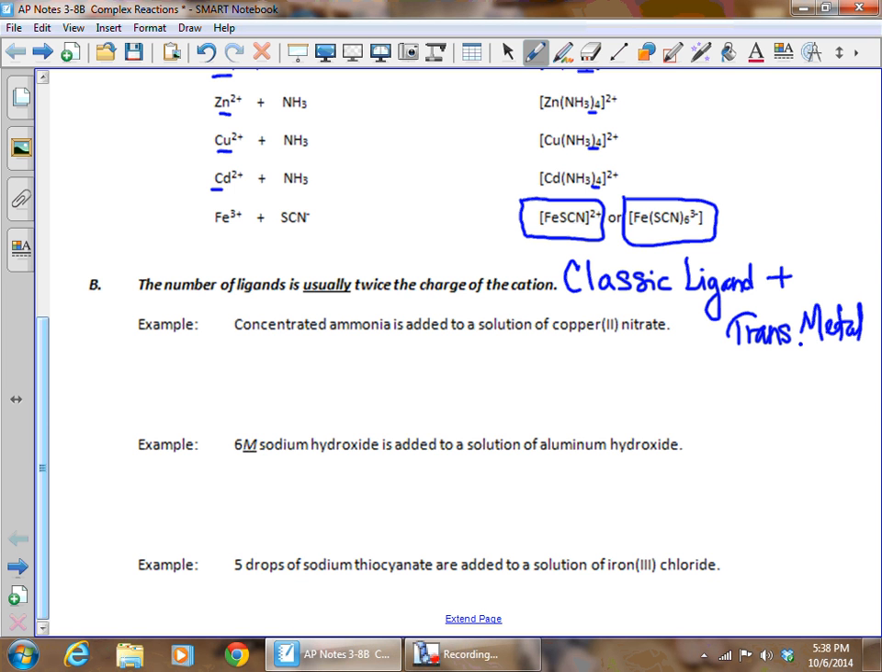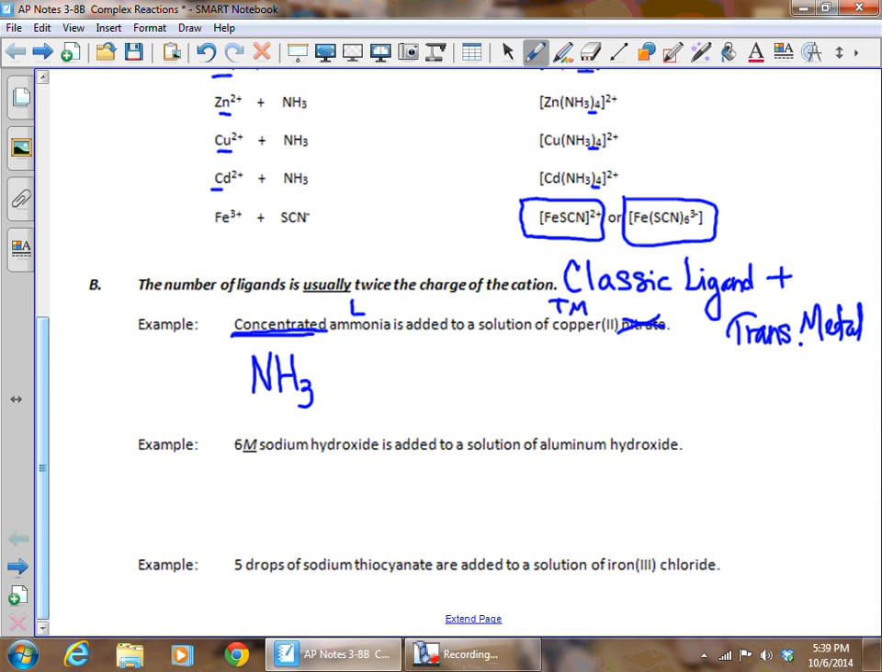That's going to be your clue that you're dealing with a complex reaction. Another is this word concentrated. Concentrated ammonia, so there's the classic ligand, and there's your transition metal, copper. And what virtually always happens is that whatever's with that transition metal is going to drop out. And that part you really need to realize is going to happen, or it's going to make it much more difficult to do these reactions. Notice that it's a ligand, notice it's a transition metal, drop out what's with it.